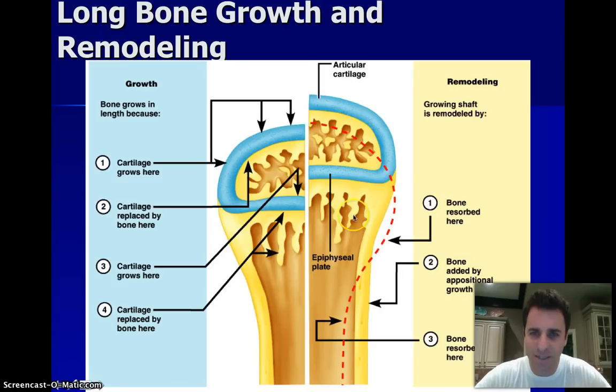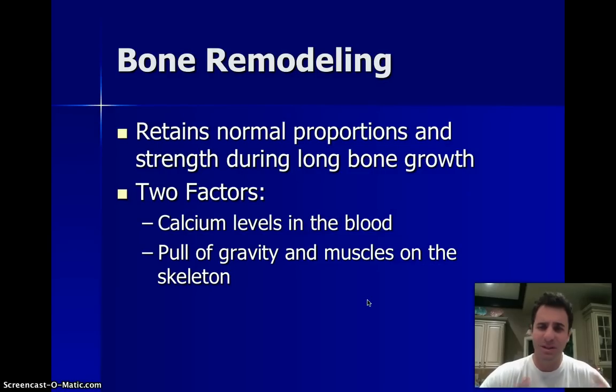Remodeling, on the other hand, still occurs in both areas, but you reabsorb bone from one area where there's more or where it's less necessary, and then you add bone by apositional growth to the area of need to thicken that specific area, and then that process continues. That's what we call remodeling. You're going to maintain the normal proportions and strength.